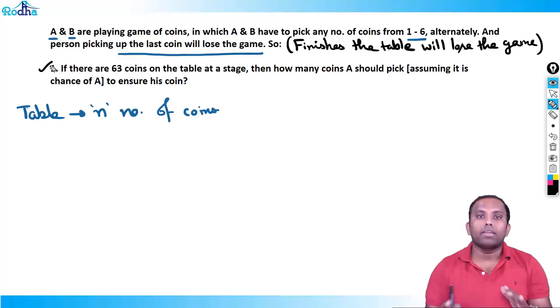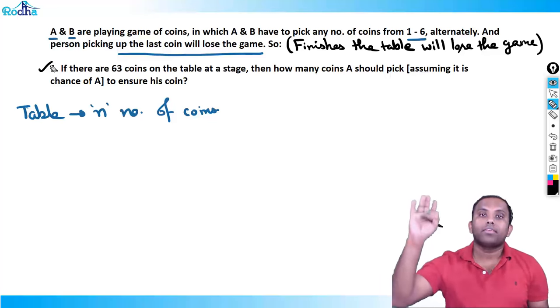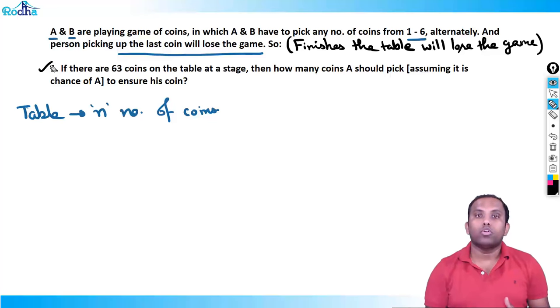Can you tell that if there are 63 coins on the table and I and you are alternately picking any number of coins from 1 to 6, by picking a certain number when 63 coins are there on the table, I can predict the last chance and that I can win the game? This is the question. Is it possible? We'll see whether it is possible or not.